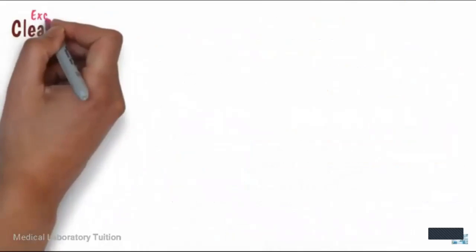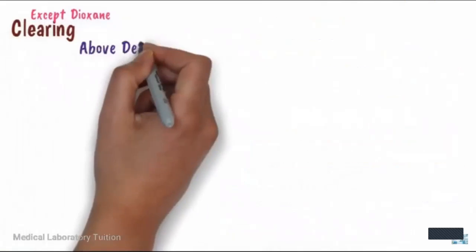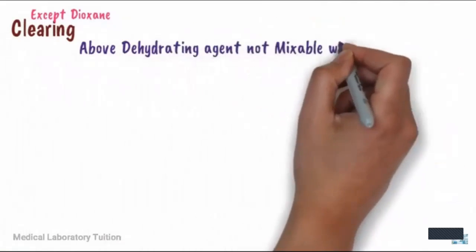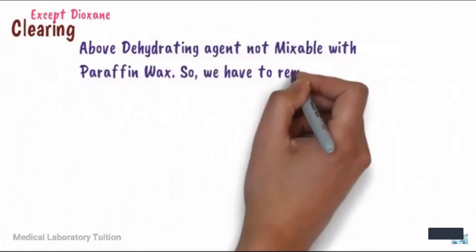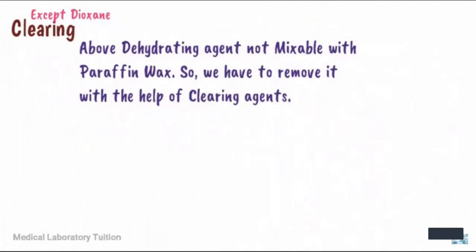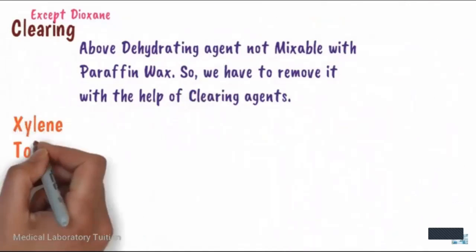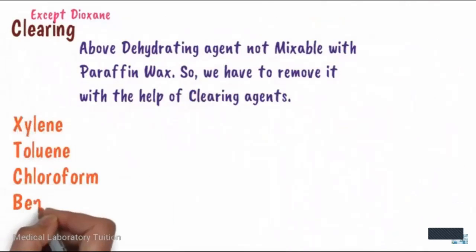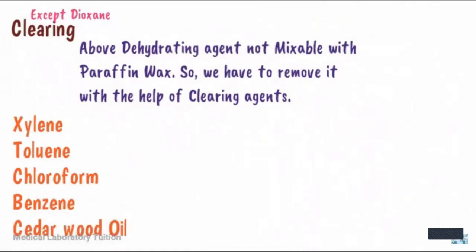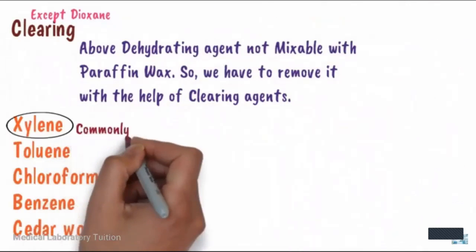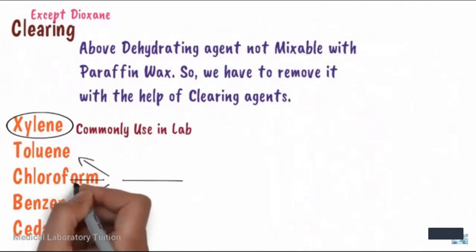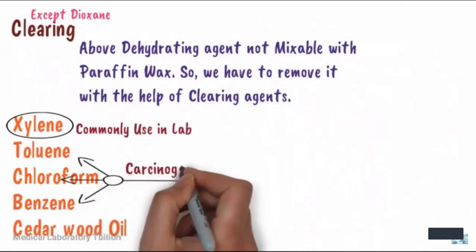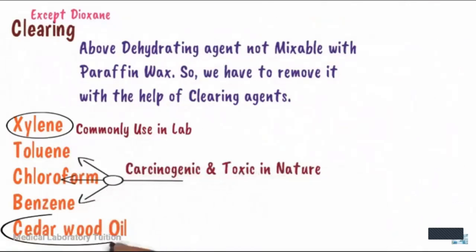Clearing. Except for dioxane, other dehydrating agents are not miscible with paraffin wax, so we have to remove them with the help of clearing agents such as xylene, toluene, chloroform, benzene, cedarwood oil, etc. Commonly we use xylene and toluene; chloroform and benzene are carcinogenic in nature. Cedarwood oil is very costly.